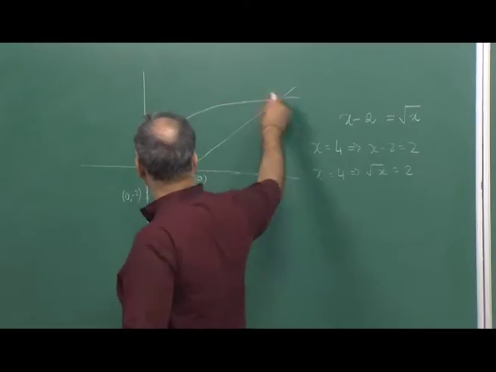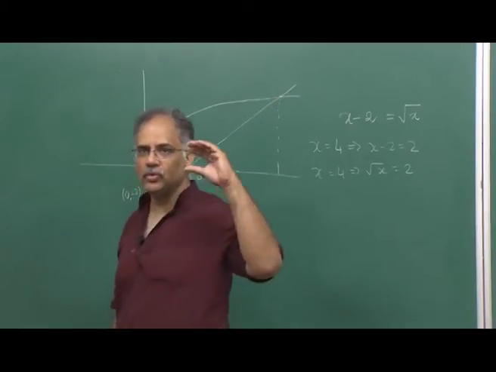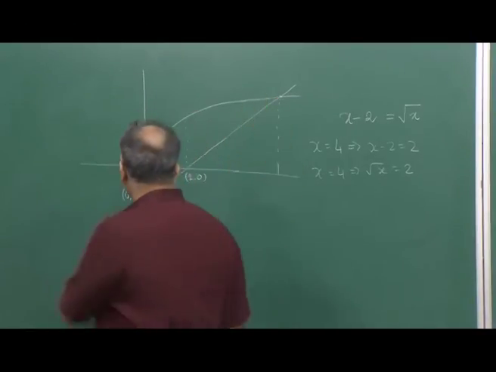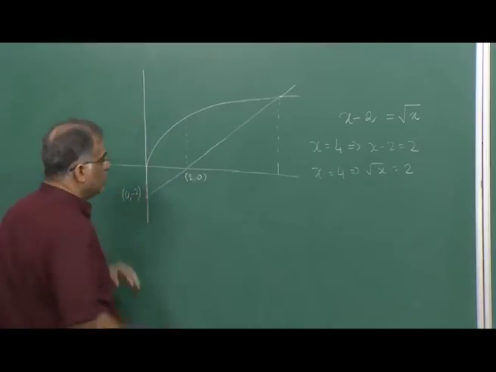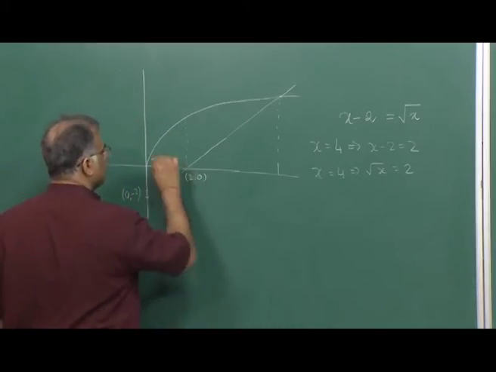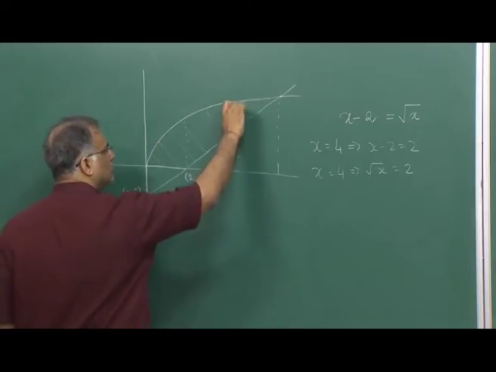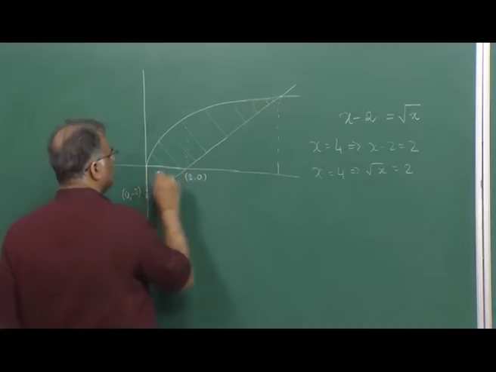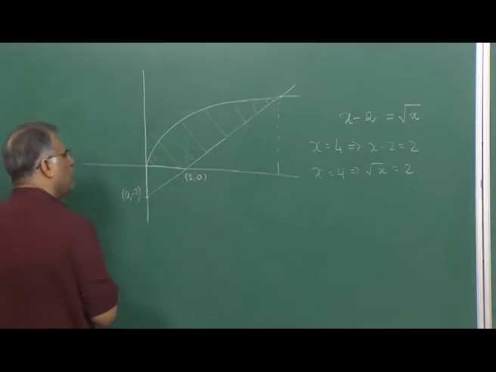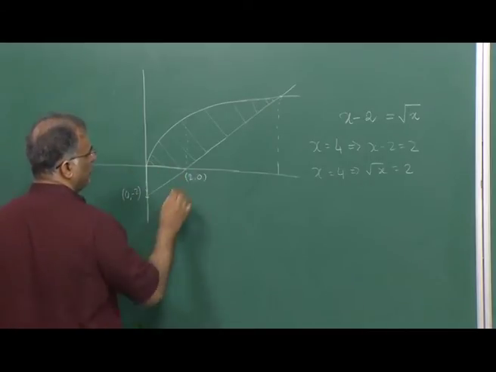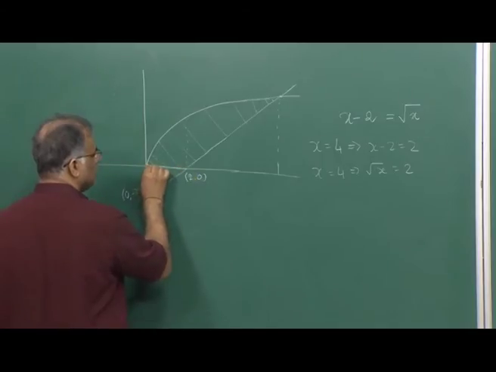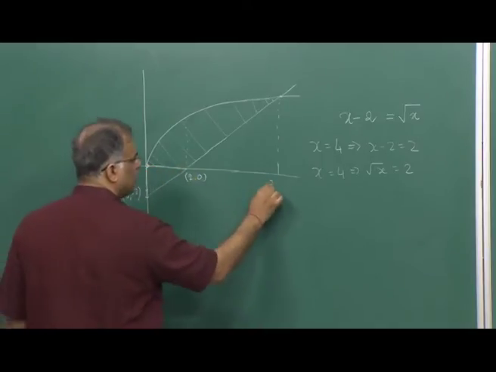Now I am supposed to find the area only in the first quadrant. So this part is forgotten. I just have to find this area, which means I am finding the area from 0 to x equal to 4.